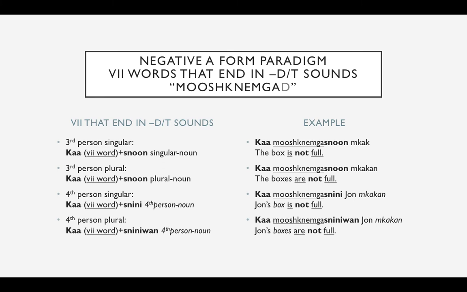So third person plural. Ka moshnem ga snon mkakan. So how we tell the difference between singular and plural for those two examples is you look at your noun. So mkak, one box, mkakan, plural boxes. So that means the boxes are not full.